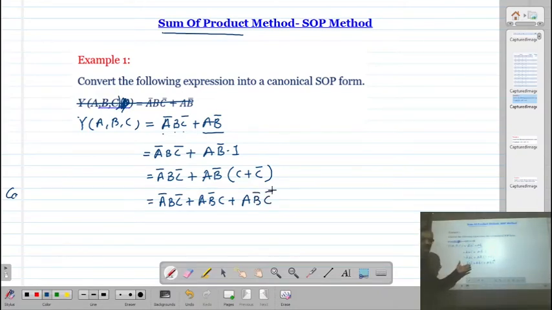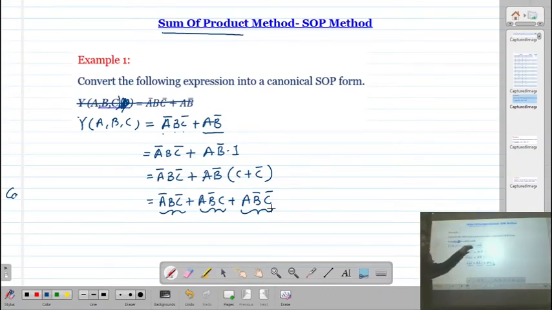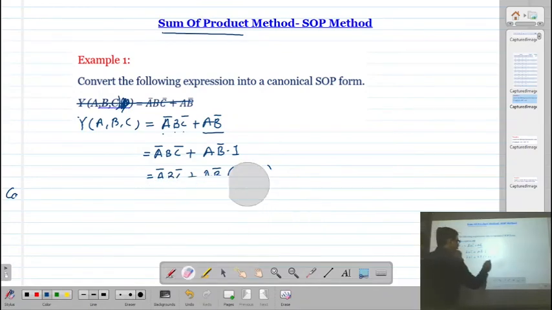Now you can see that in every product A, B and C are all present. So this is known as a canonical SOP form. Here the original expression is this, but in canonical form you can write the same expression in this way. Okay, now let us see a second example.